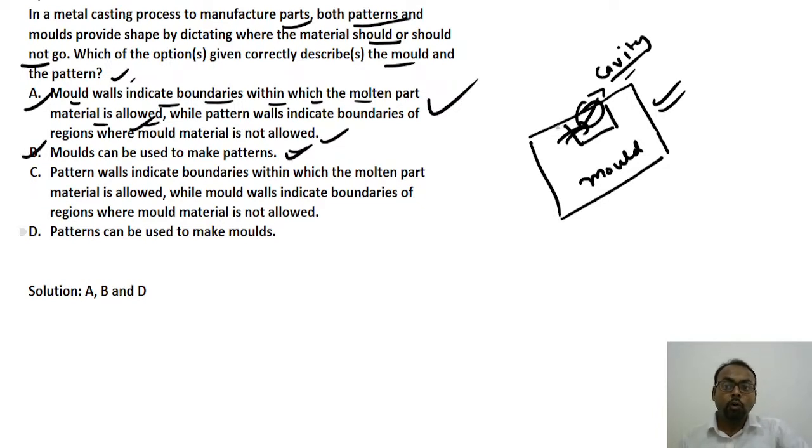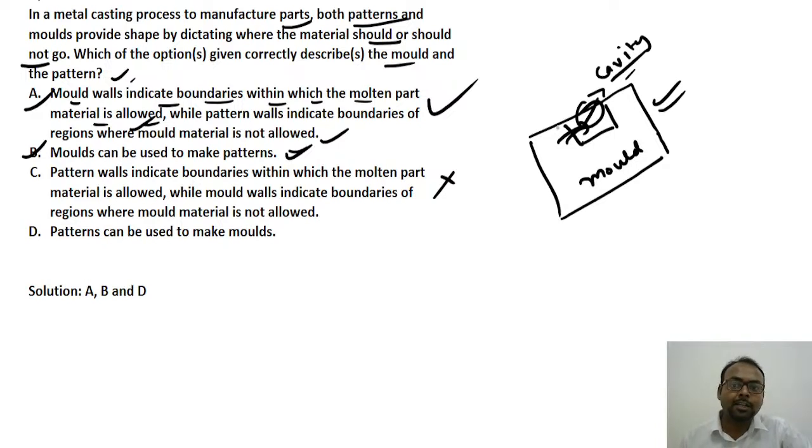Now if you read option C, pattern walls indicate boundaries within which molten material is allowed. No, this is not right. Within the cavity, we cannot allow the molten material to come inside. So that's why option C becomes the wrong option.